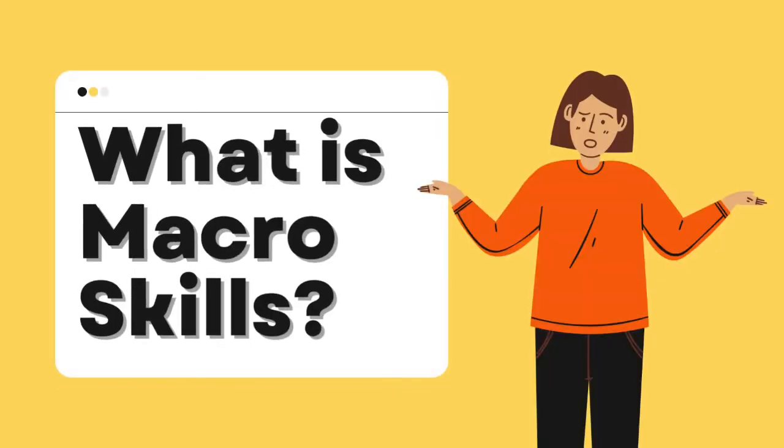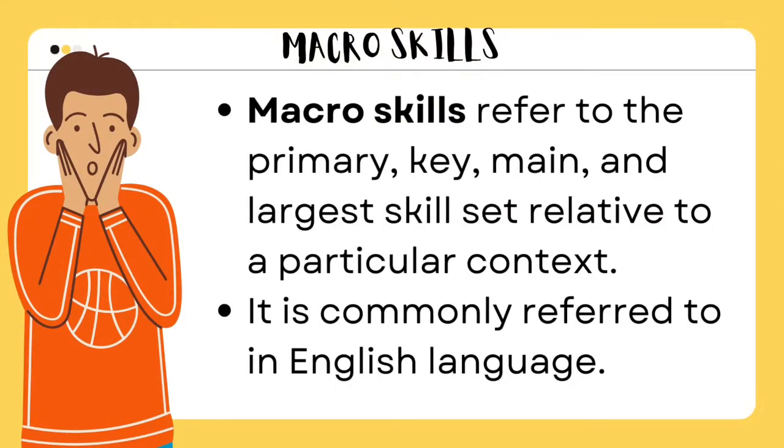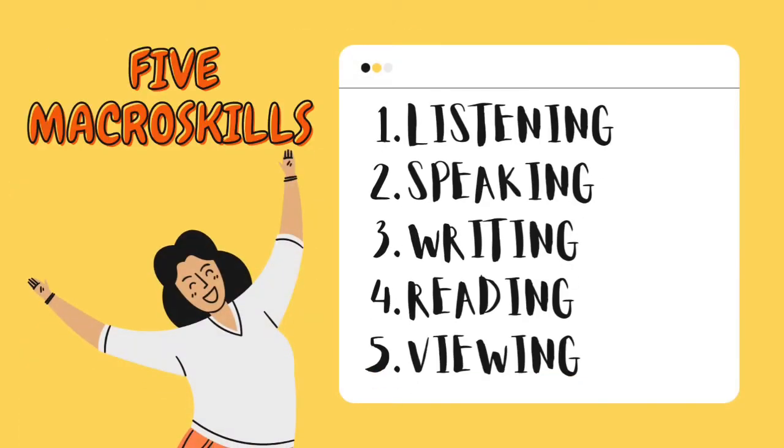What are macro skills? Macro skills refer to the primary, key, main, and largest skill set relative to a particular context. It is commonly referred to in English language. The 5 macro skills are listening, speaking, writing, reading, and viewing.